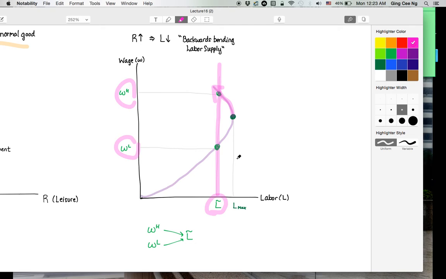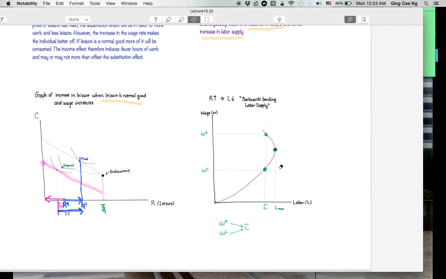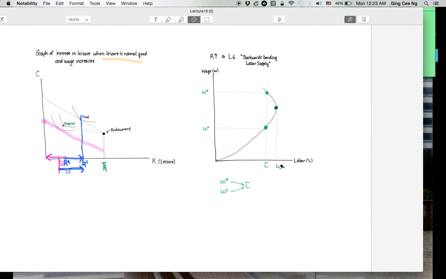You won't be tested on it, but it's something that's good to see, just in the early stages of your economic careers, because you'll see it again. All right, so that's it for this lecture.